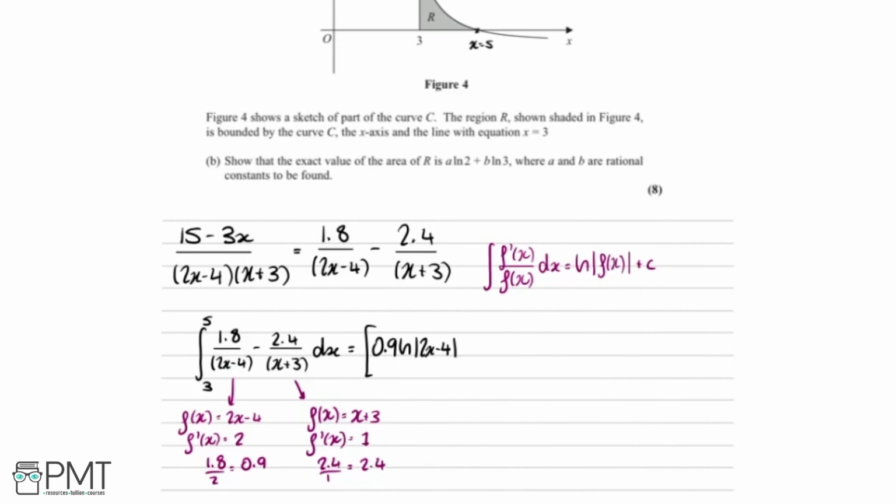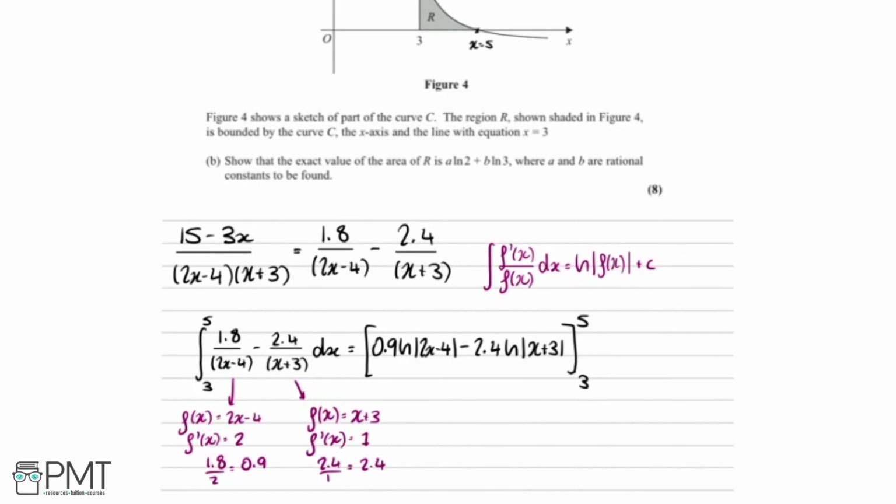I'm going to add on to that, integrating this term. And we need to remember we've got the minus sign here. So instead of the plus here, we're going to have minus. And then we're going to have 2.4 multiplied by the natural log of x plus 3. And we need to remember our limits of integration, so between 3 and 5.